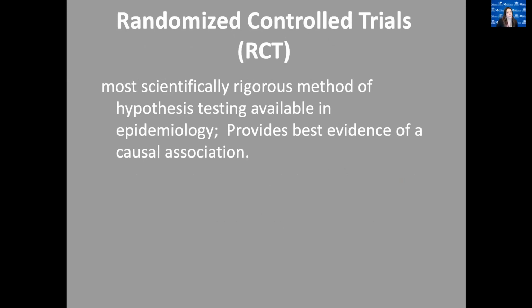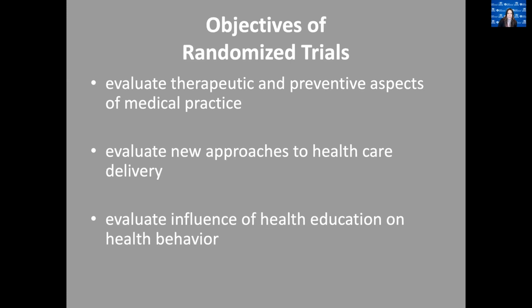So the randomized controlled trial is the most scientifically rigorous method of hypothesis testing that we have available to us in epidemiology, and it really does provide the best evidence of causal associations if they're there. We really want to determine whether interventions are effective, whether they're medical interventions in terms of medications or treatment techniques. They can also be used for health education, for example. We can randomize one group of people to a specific educational technique and another to a standard technique and see whether there are differences in outcome.